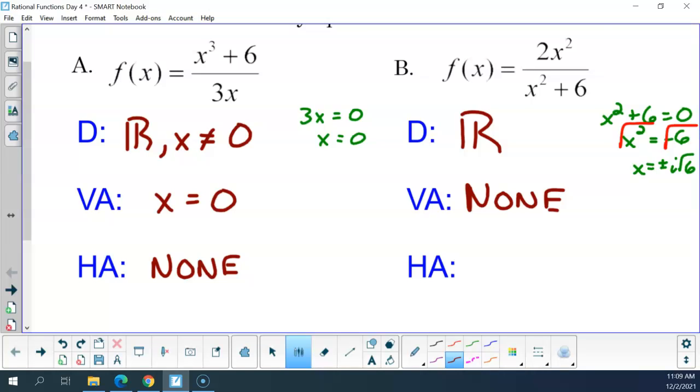Horizontal asymptote now. What's the degree on the top? 2. What's the degree on the bottom? 2. So they're the same, right? So then what do I look at? The lead coefficients, which is 2 over 1. So we can just say 2. So we're going to say it as y equals 2.